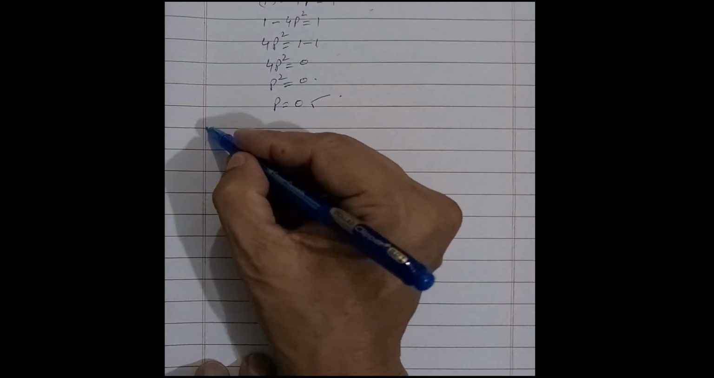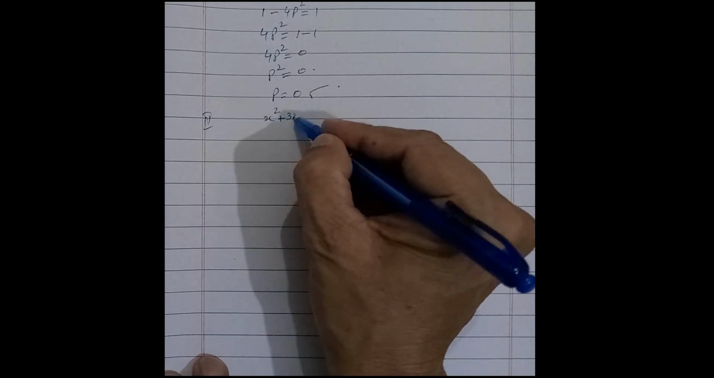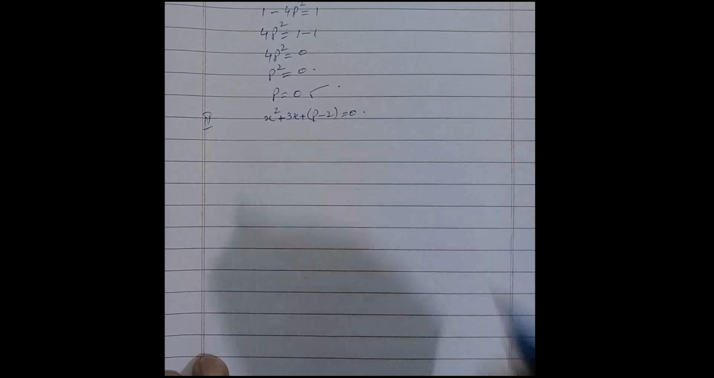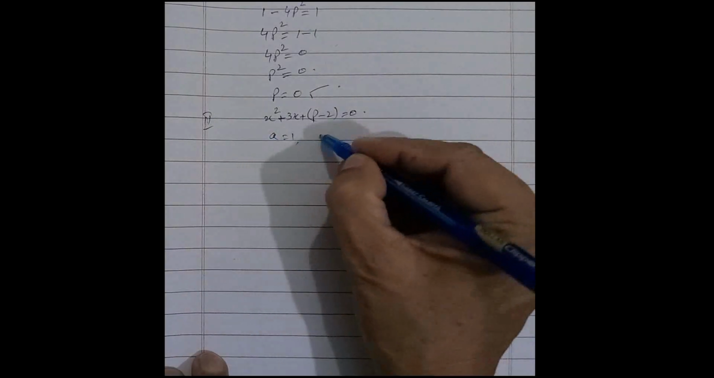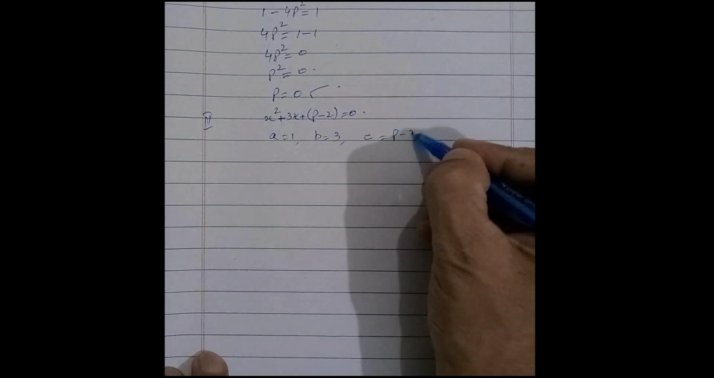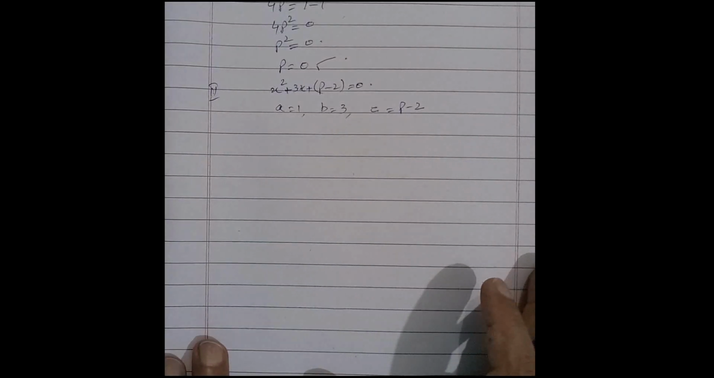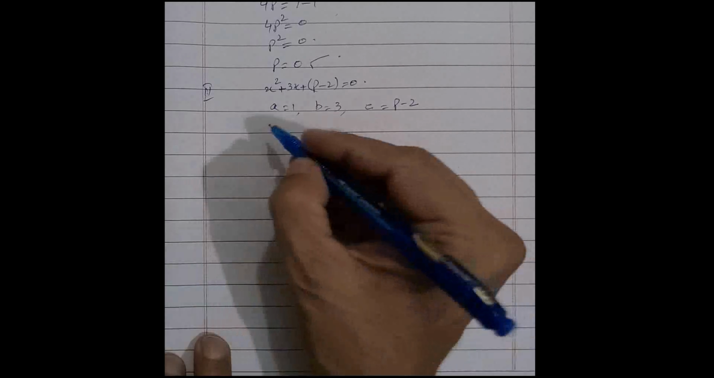And the part 2 is in which the sum of squares of the roots of the equation, and in the second part the roots of the equation x square plus 3x plus p minus 2 is equal to 0 differ by 2. And we take first the equation, which is x square plus 3x plus p minus 2 is equal to 0. And here a is equal to 1, b is equal to 3, and c is equal to p minus 2.